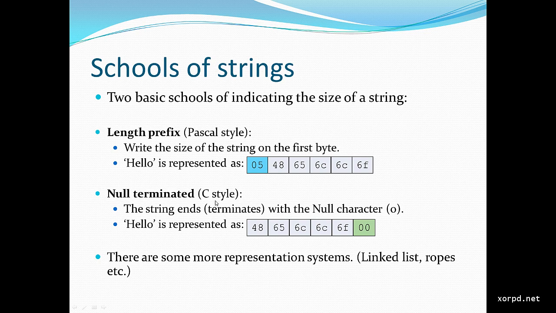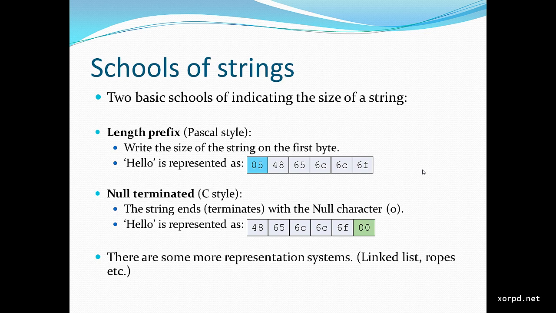The other style is the C style, or null-terminated string. In this style, the string ends or terminates with the null terminator character, which is 0. You probably remember it from the table. It is the first character. Hello is represented now as those 5 numbers, which represent HELLO, and then the null character, or the 0 terminator. It has many names. These are basically the two ways to represent a string.